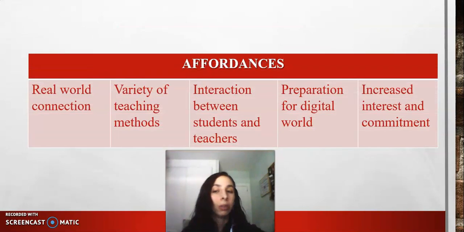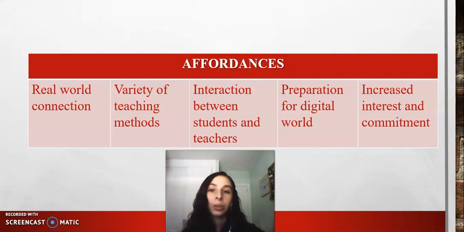However, despite all of that, there are a lot of affordances. They are connected to the real world through podcasts, the news, the radio, YouTube videos, and so on, with which we could create a lot of interesting activities and games.